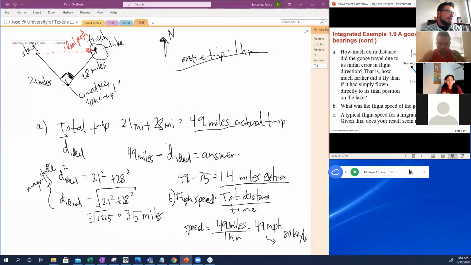Which I guess makes sense, right? If you've ever seen a bird flying, and a goose is just a slightly bigger bird, you'll see they fly about as fast as a car, and 50 miles an hour is an average speed for a lot of vehicles.